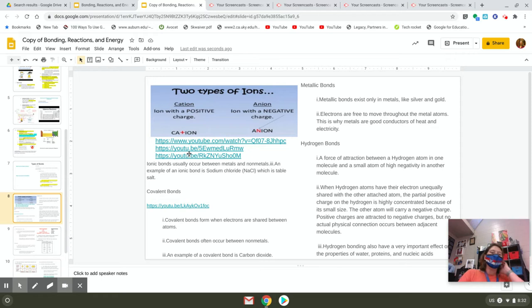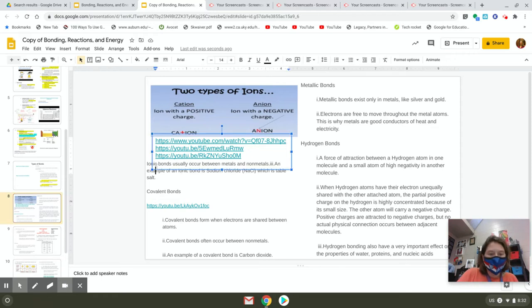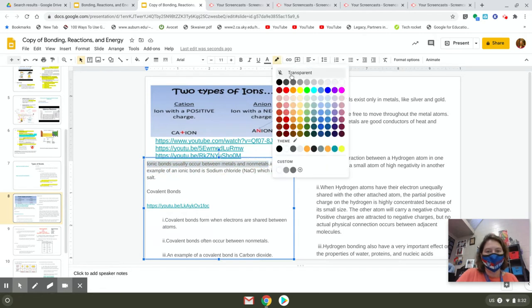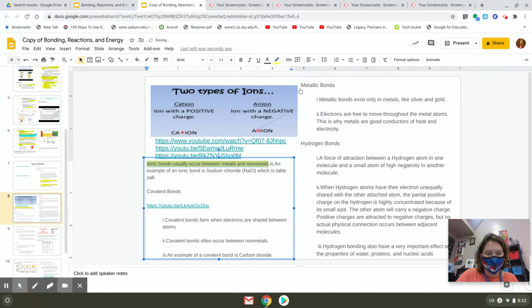About halfway down under those YouTube links, highlight. It's going to be tricky getting the correct box. Click down below, like the bottom, and it will put the box around the correct letters there. Ionic bonds usually occur between metals and nonmetals. Highlight that. Ionic bonds usually occur between metals and nonmetals.